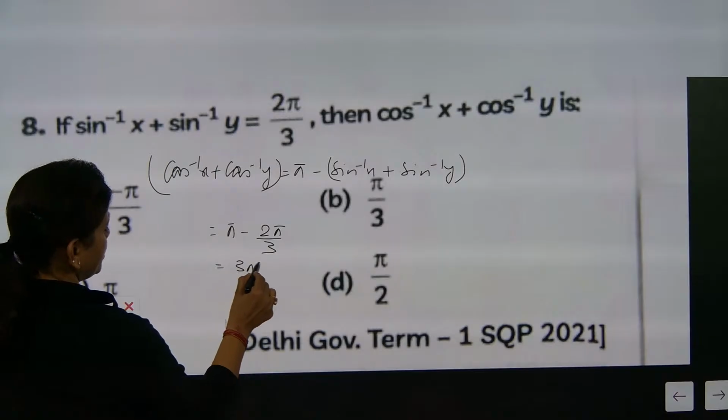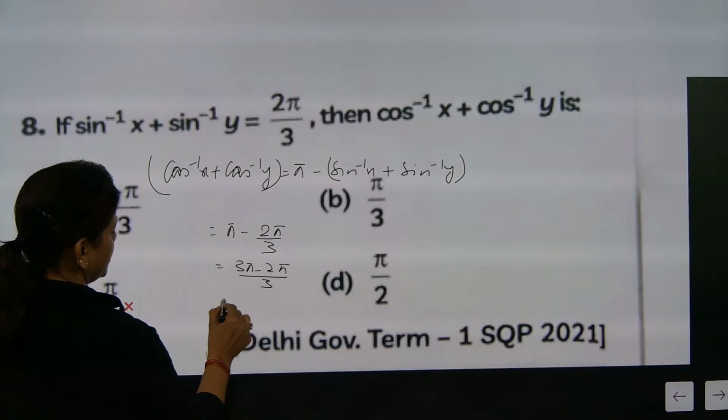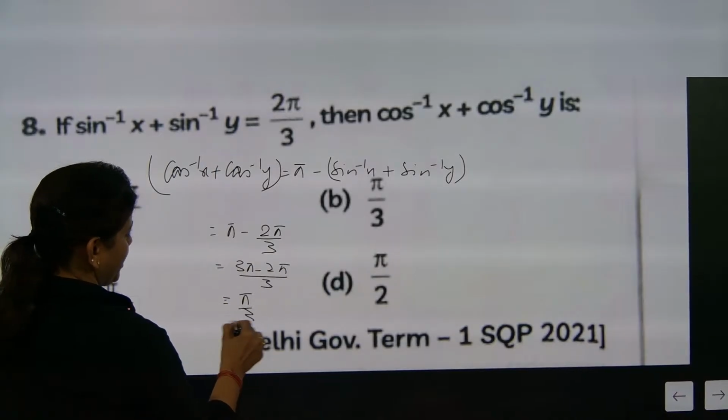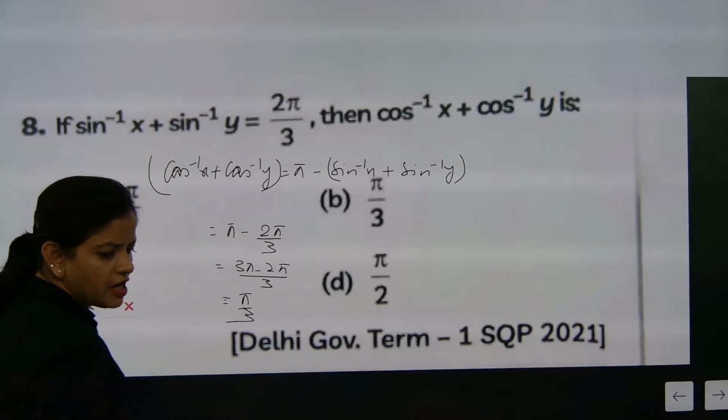So it will become 3 pi minus 2 pi by 3, which is pi by 3. So the correct answer is coming as pi by 3.